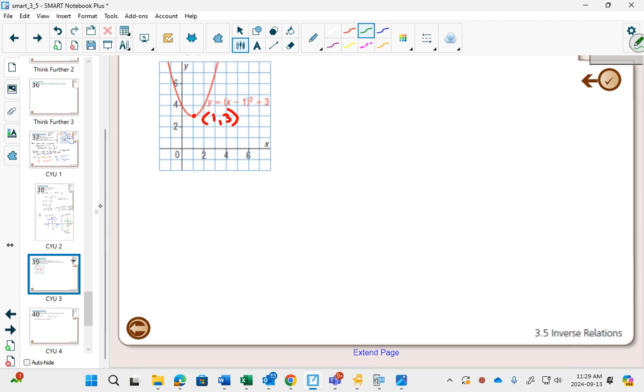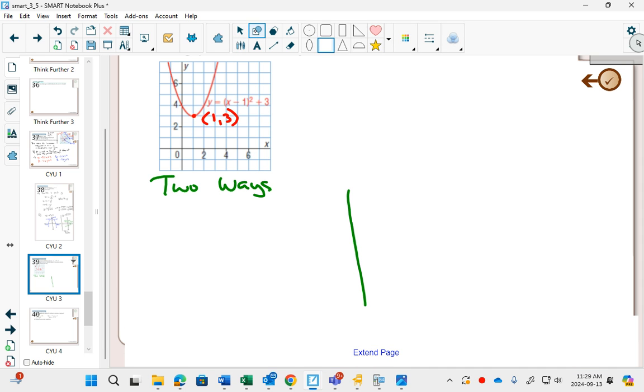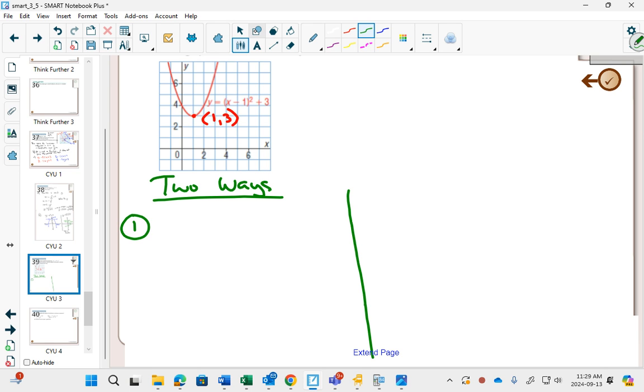Carefully write two ways and split your page perfectly in half. This will be the first way. This will be the second way. And we'll do the whole question for each one.